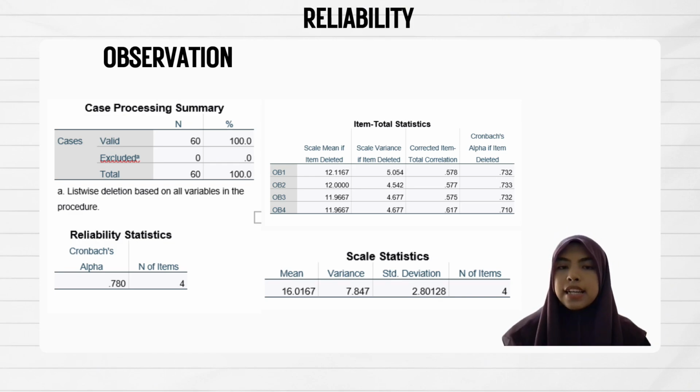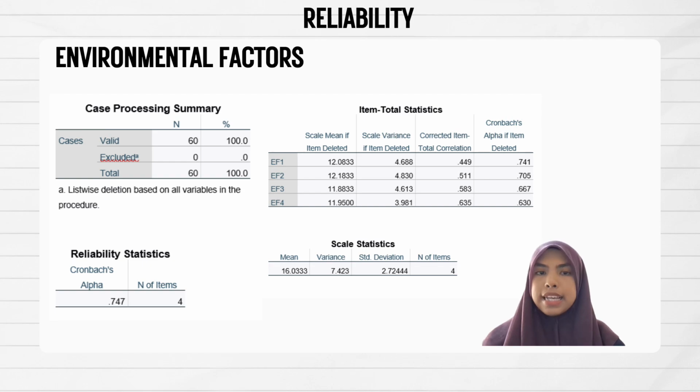The statistical metrics, mean 16.017, variance 7.847, standard deviation 2.801, highlight the importance of retaining all items to maintain their scalability and effectiveness in measuring the construct. The case processing summary shows that all cases were valid with no missing data or exclusion. While the deletion method was applied, it did not impact the sample size since the dataset was complete. This ensures robust and accurate computation.